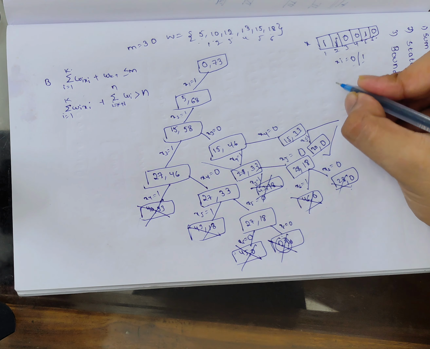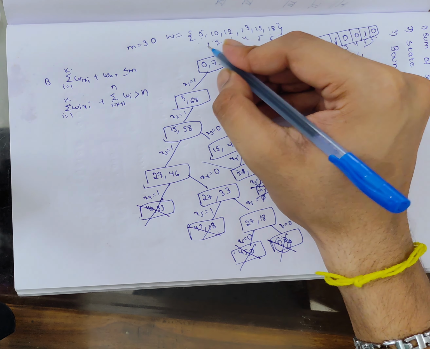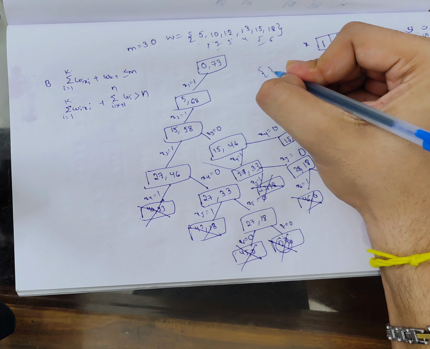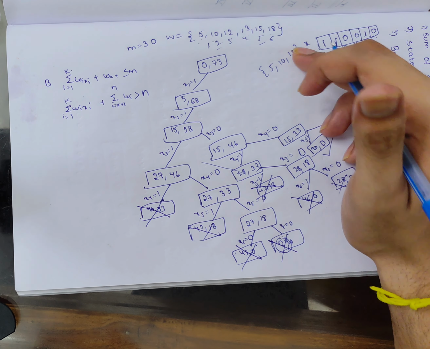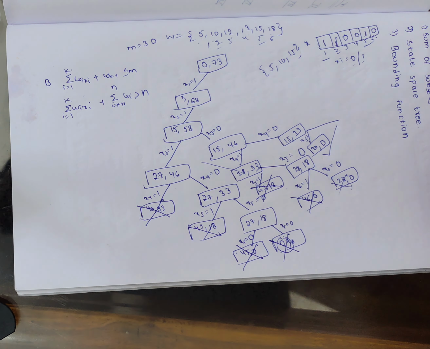Okay, so here 1, 2, fifth element, 1, 2 and 5 elements. So subset is 5, 10, 15. If you add this, you will get 30. See, 10, 20, 25, 30. Yeah. So what we have done till now.